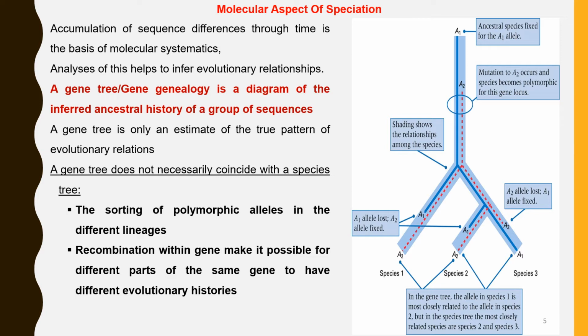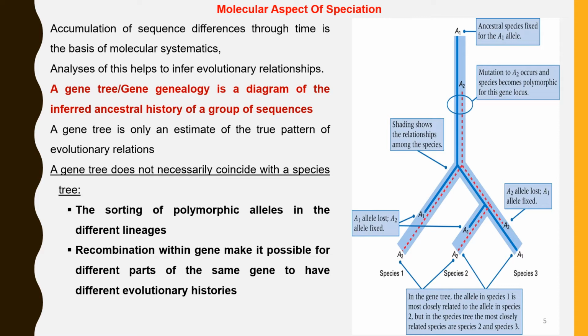A population has an allele, say A1, fixed in the population. Mutation occurs at this locus and it becomes A2. Thus, the particular population is polymorphic for that particular gene loci. Speciation occurs and the population splits. In one population, with time, allele A1 gets lost and A2 gets fixed. Let's name it species 1.